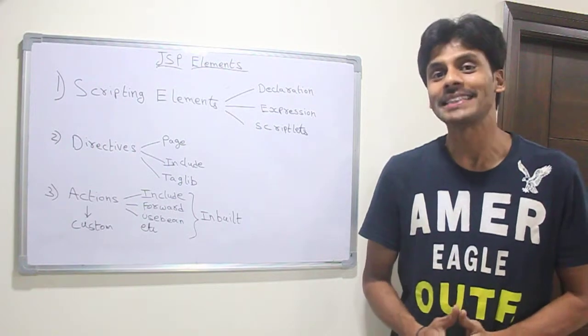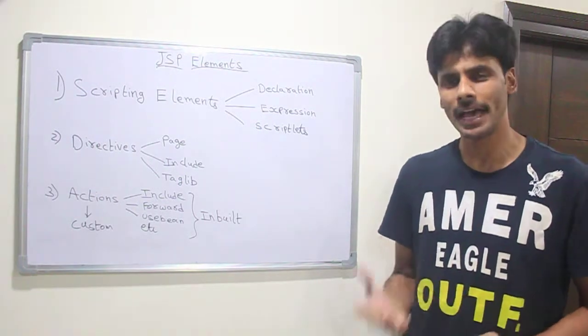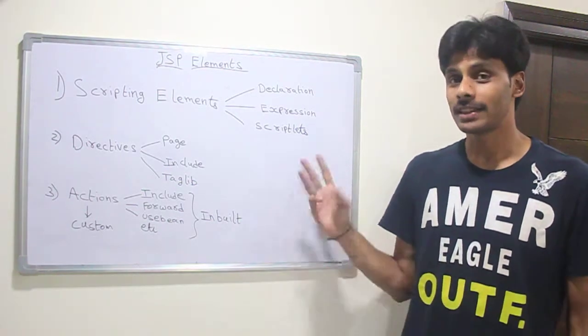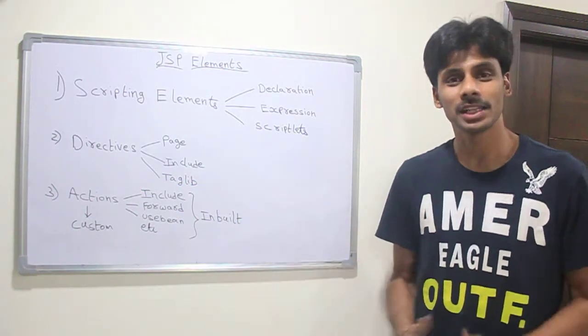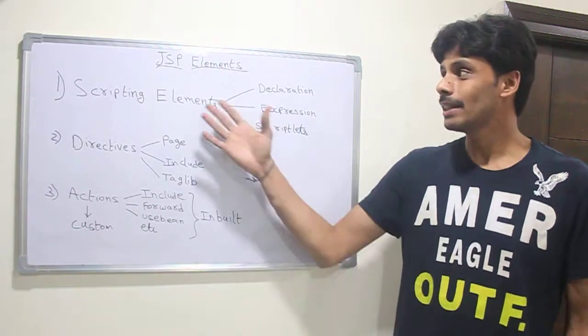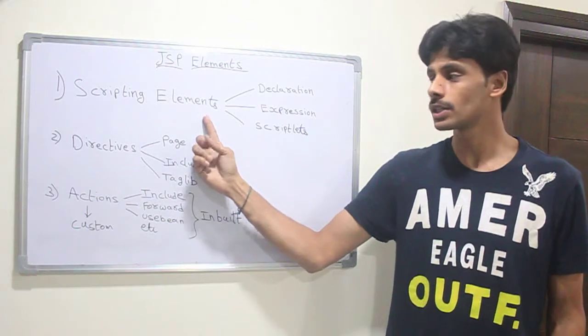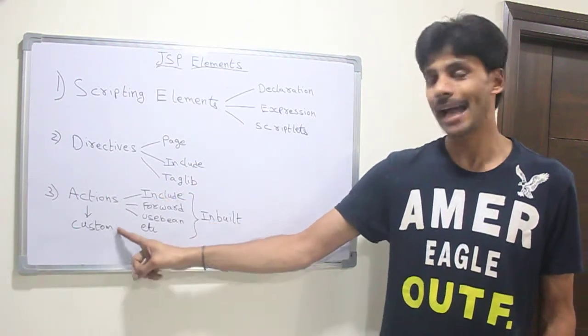The JSP elements allow us to embed Java code either directly or indirectly into a JSP page. They come in threes. Most of the elements in JSP come in threes. At a high level, the JSP elements themselves are classified into three. They are the scripting elements, directives, and then action elements.